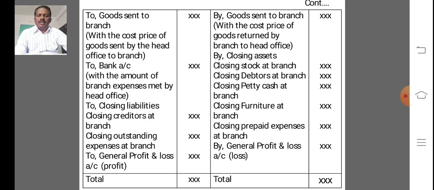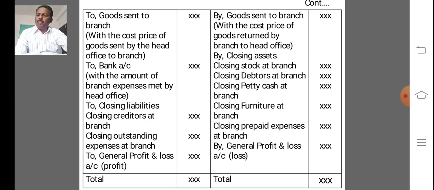And coming to the credit side, by goods sent to branch account, with the cost price of goods returned by branch to head office. If there are any returns, we credit the goods sent to branch account. If there are any receipts, we debit the goods sent to branch account.